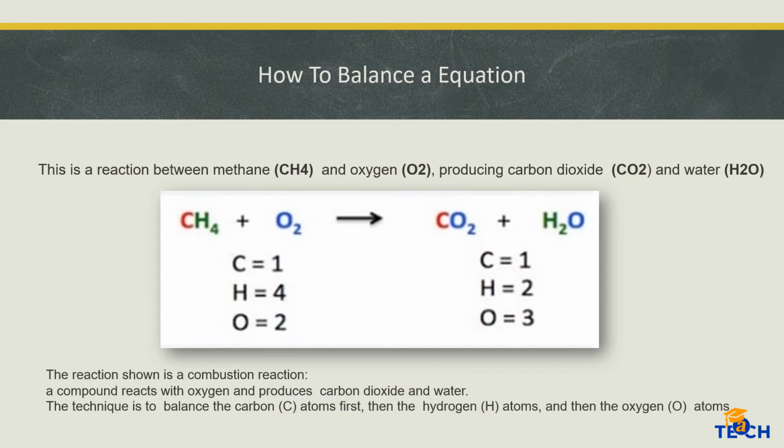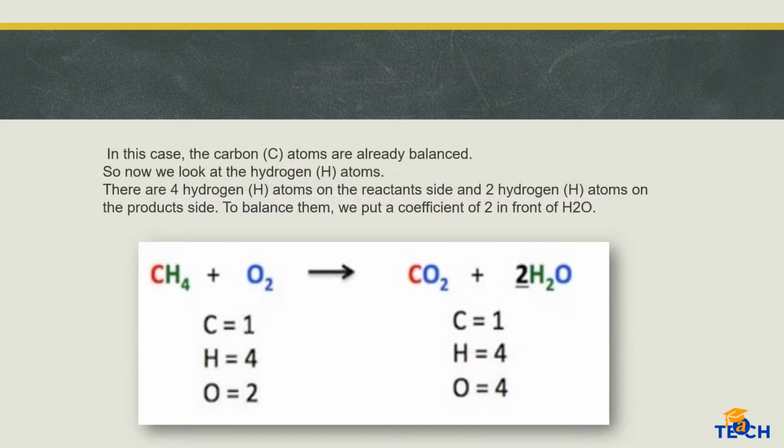Here are examples of how to balance an equation. This is a reaction between methane, CH4, and oxygen, O2, producing carbon dioxide, CO2, and water, H2O. The reaction shown is a combustion reaction: a compound reacts with oxygen and produces carbon dioxide and water. The technique is to balance the carbon, C, atoms first, then the hydrogen, H, atoms, and then the oxygen, O, atoms. In this case, the carbon atoms are already balanced.